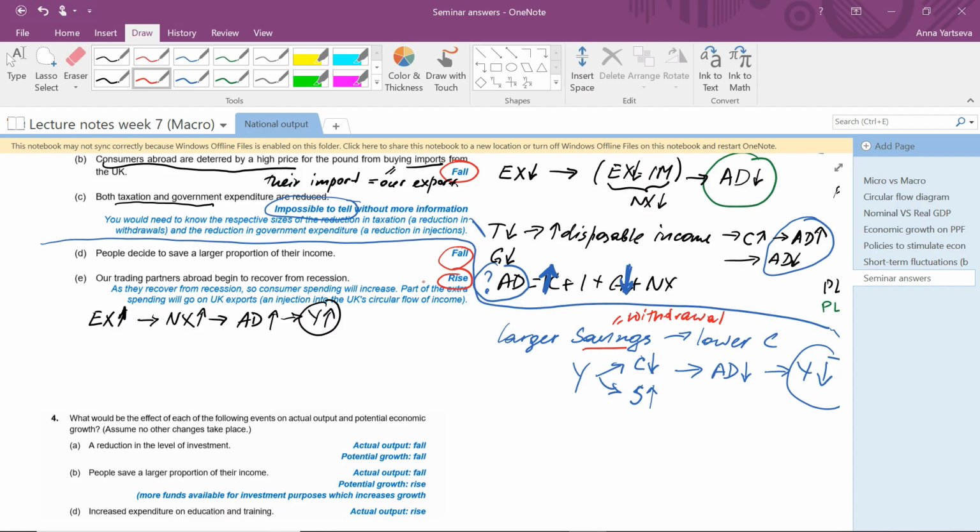So that's the first exercise. Any questions based on that? So you just apply the same logic, just look at the formula for aggregate demand, and basically that's all you need to know. It will help you to answer all of these questions. Question 4 is slightly different.